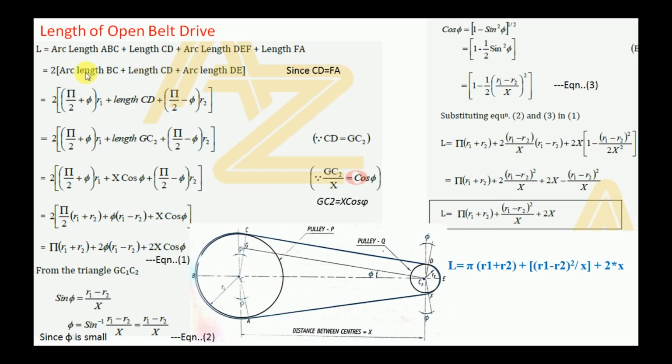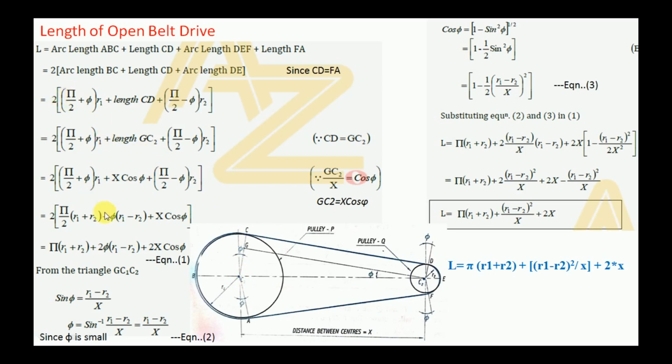Then we will write it like this. Twice the arc length BC, since ABC can be written as AB plus BC. Plus the length CD, which is equal to the length FA, therefore twice the length CD. Plus the arc length DEF, which can be written as twice the arc length DE. Now we will take these arc lengths in terms of the angles. The two will be kept outside.